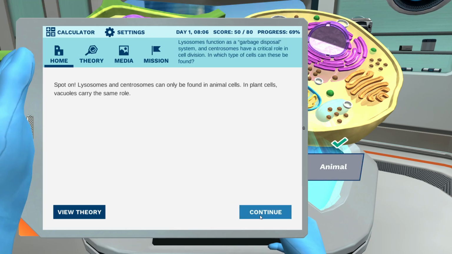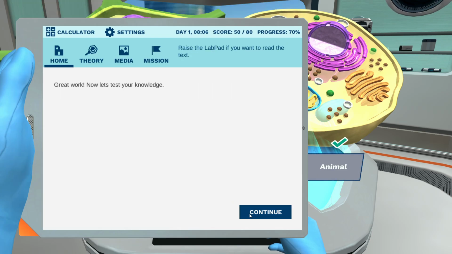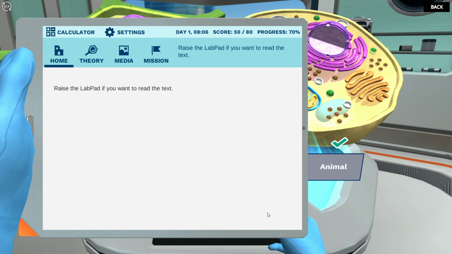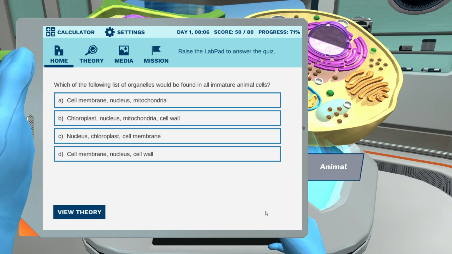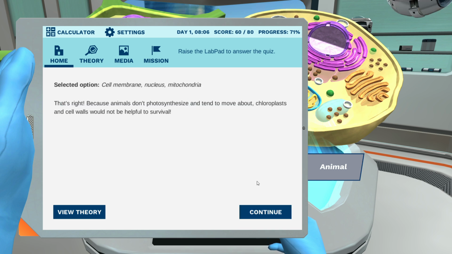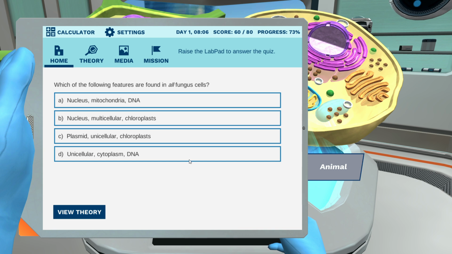Spot on. Great work. Now let's test your knowledge. Which of the following list of organelles would be found in all animal cells? Option A, cell membrane, nucleus, mitochondria. Option B, chloroplast, nucleus, mitochondria, cell wall. Option C, nucleus, chloroplast, cell membrane. Option D, that's right. Which of the following features are found in all fungus cells?